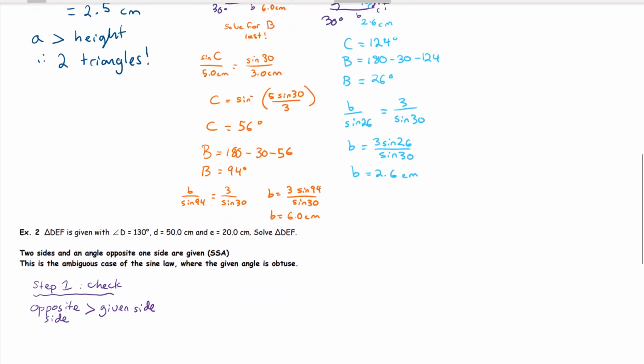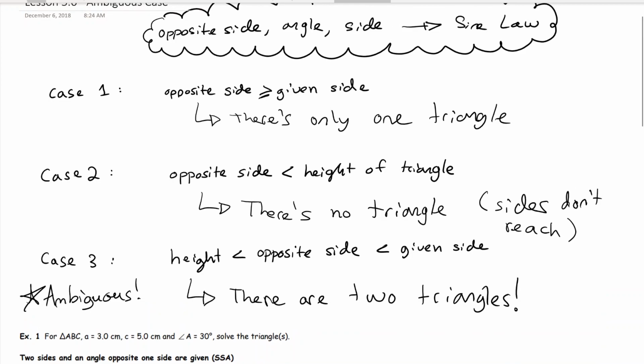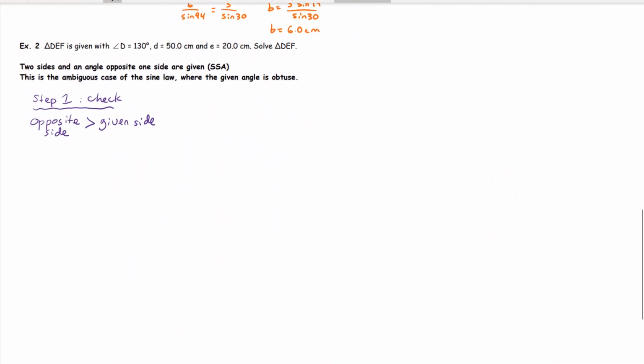And if we remember, in the last video, we looked at 3 different cases, and we saw that if the opposite side is bigger than the given side, well, then there's only one triangle that is possible, right? So that means we only have one triangle that we need to draw and that we need to solve. So there's only one triangle that can exist. So now that we know that, we can start drawing that triangle.